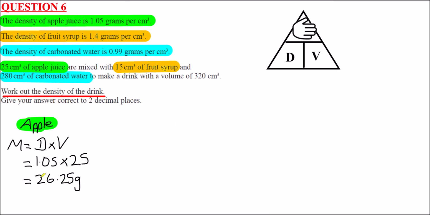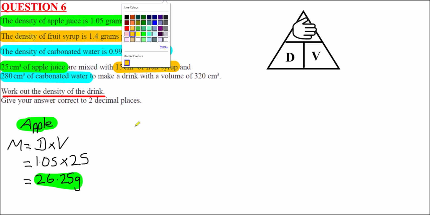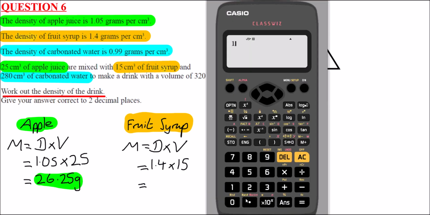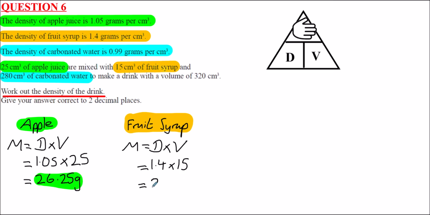We then need to do the same process for the next ingredient, which is the fruit syrup. So looking at this fruit syrup, we just do the same idea for that one. So for the fruit syrup, the mass of it will be the density of it multiplied by the volume of it. So the density of fruit syrup we're told is 1.4. We're also told the volume of it is 15. So 1.4 multiplied by 15, that'll tell us the mass of fruit syrup. And again, use your calculator for this, because you may as well. 1.4 multiplied by 15 gives us 21 grams of fruit syrup.